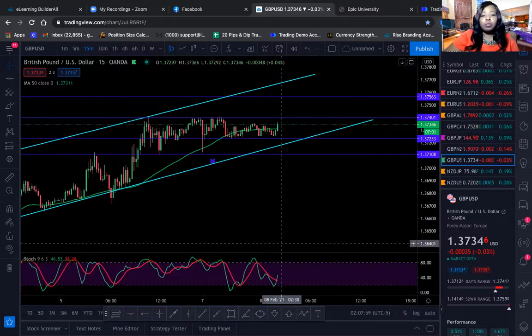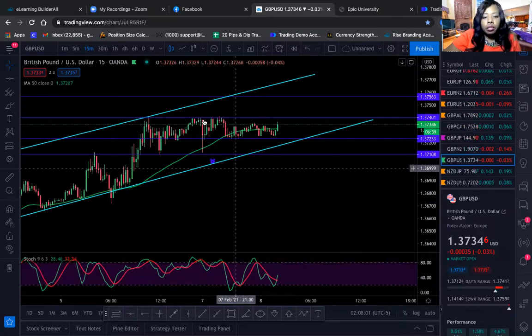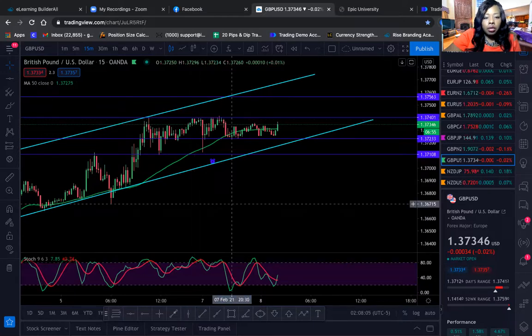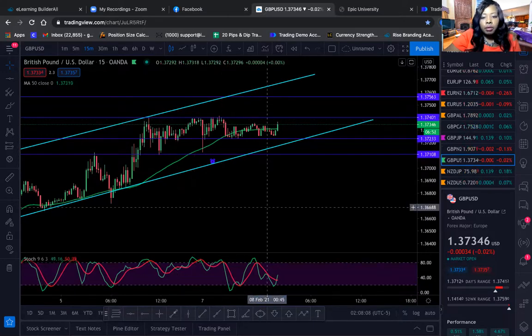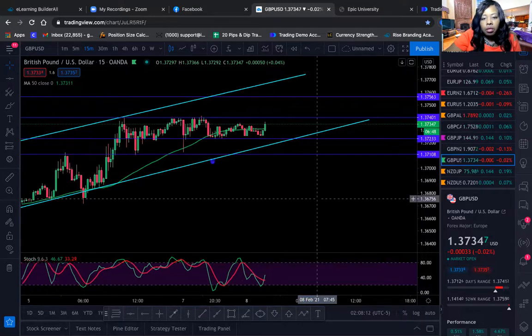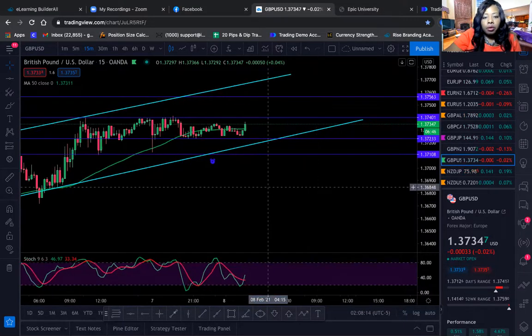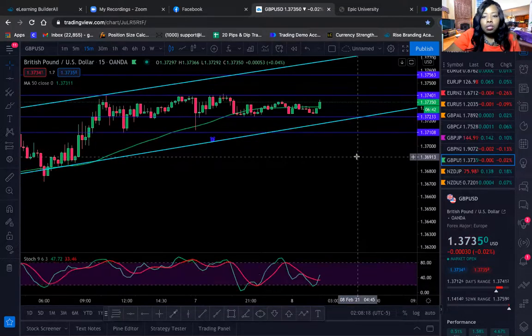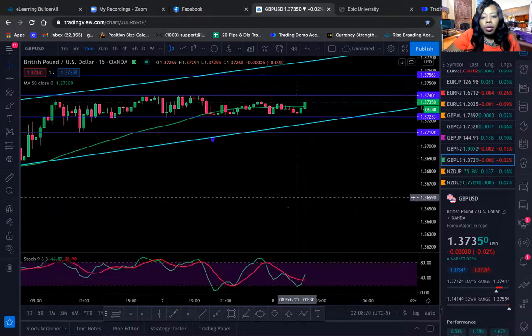So you see we have our blue lines here. You see how it's respected that several times. Here it's respected several times. Now I have a smaller channel since there's not a lot of movement in the market on this pair right now. Okay, we can make this bigger so we can see it. It's not a lot of movement going on right now.